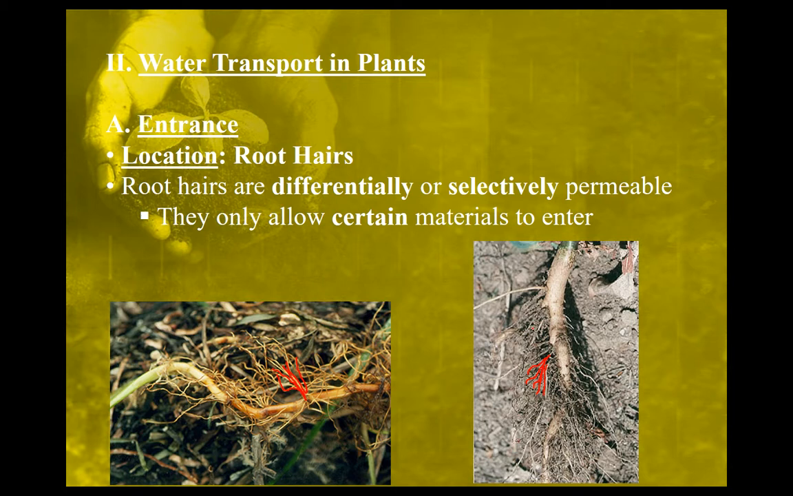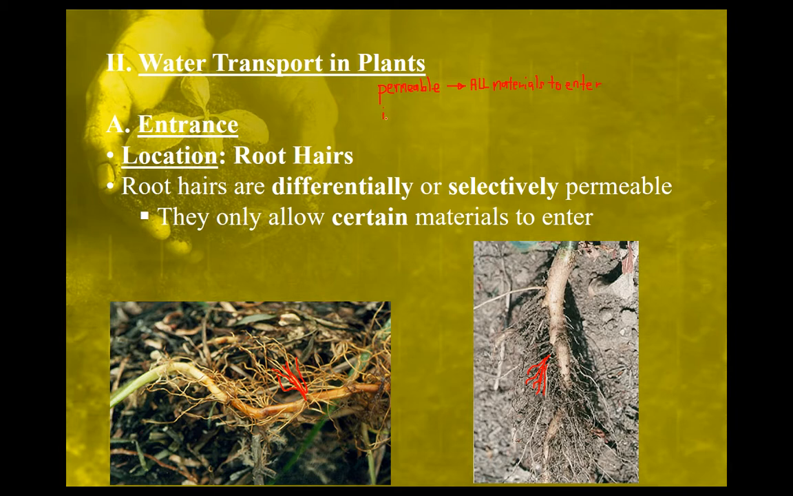There's actually 3 ways we can describe a material. We can say that it is permeable. Permeable means it would allow all materials to enter. That might not necessarily be a good thing because there could be some harmful chemicals in the soil that we don't want the root hairs to absorb. So being completely permeable, maybe not the greatest thing.